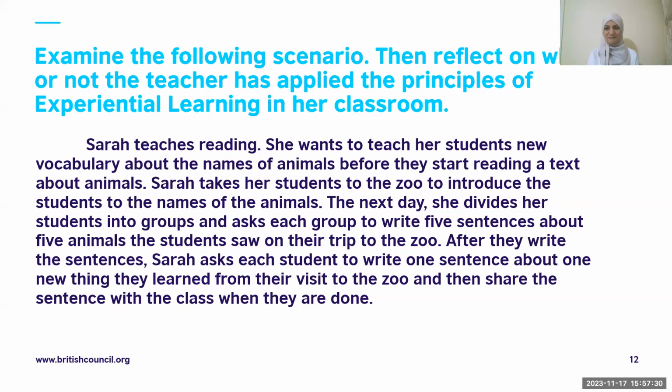Any ideas? That's why I stopped here. Is it in the introduction, introducing new knowledge? Is it in checking for understanding? Is it in assessment, maybe?